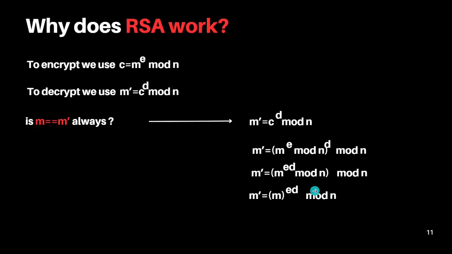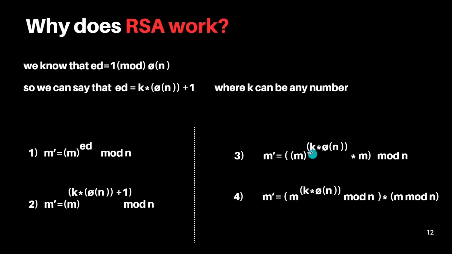Now we should prove that this RHS is equal to M. One point we should remember is that ED equals 1 mod phi of n. This is the condition where we calculate the D. Basically, what does this mean? When ED is divided by phi of n, it leaves a remainder of 1. So this can be written as ED equals k multiplied by phi of n plus 1.